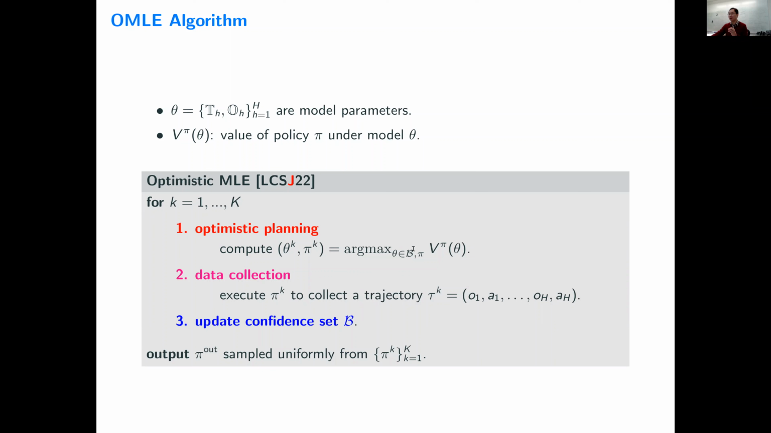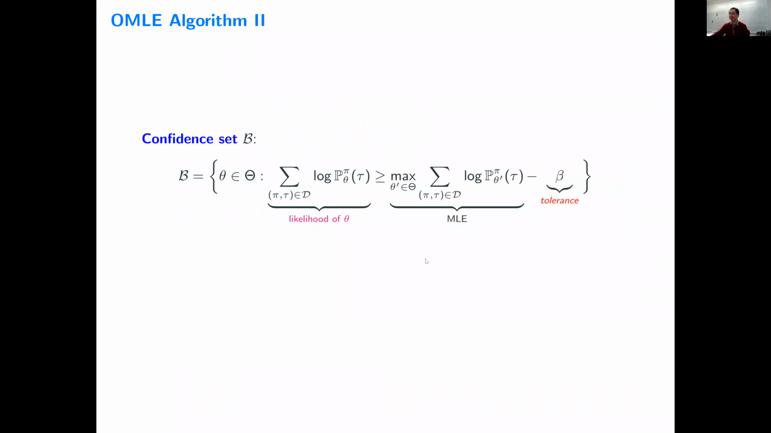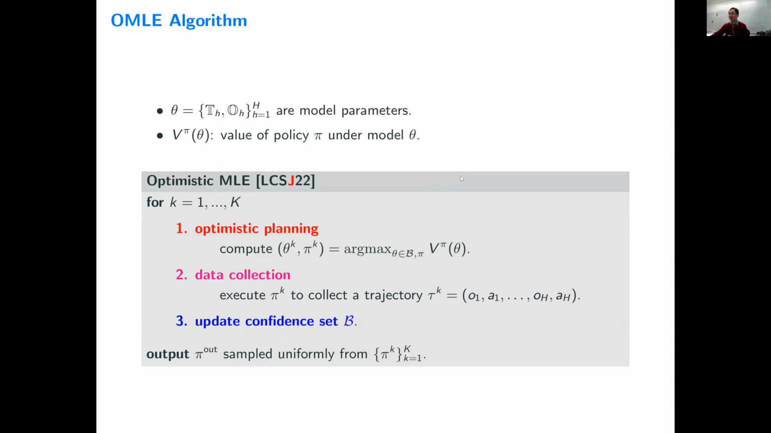Here, the inefficient part is the optimistic planning. Remember, we have this confidence set, which is defined by the MLE likelihood. So this is a pretty implicit confidence set. And within this confidence set, we need to optimize over to find the optimal model and optimal policy. So this is a very sharp way of computing optimism. It's not efficiently computable, but it will give you statistically efficient results.